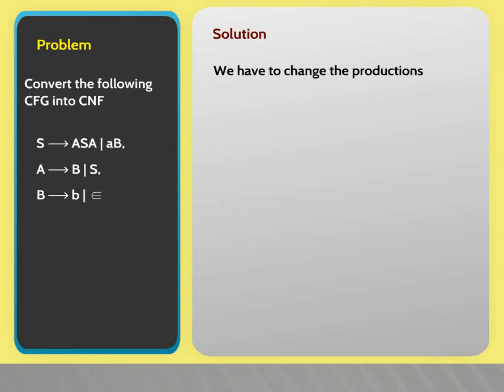We have to change the productions. S0 provides aB. S provides aB. A provides aB.